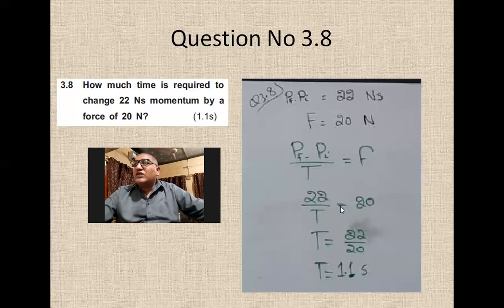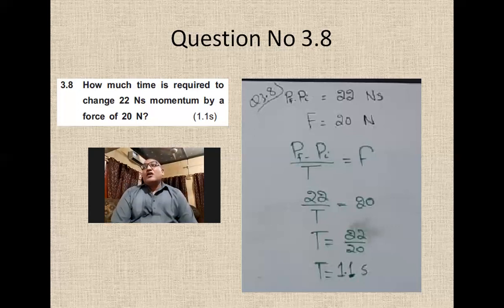So t will go to the other side. The 20 will come downstairs. So you have 22 divided by 20. t is equal to 22 divided by 20, and that will be 1.1 seconds. So the time required will be 1.1 seconds. So remember this formula. Never forget this, that the change in the momentum divided by time is equal to force. Or if you remember this, then there is no problem. That was the numerical number 3.8.